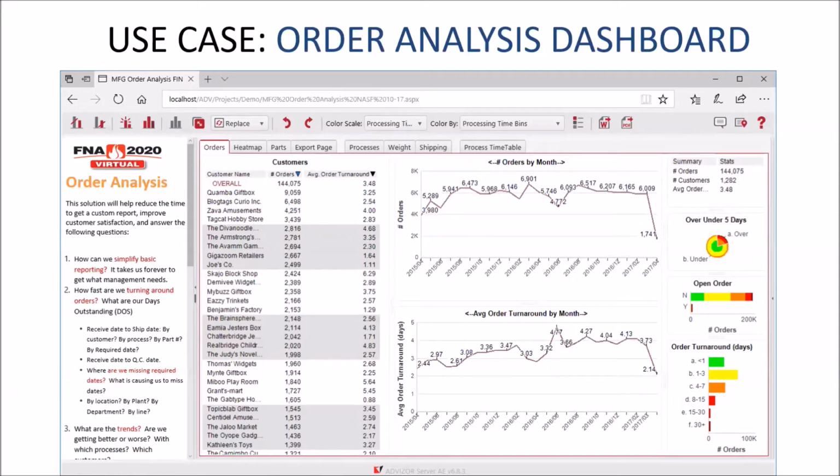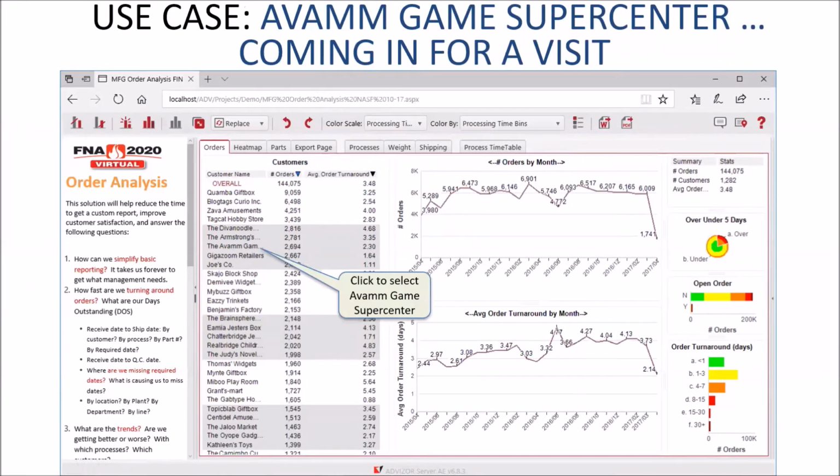So one question here would be, let's take a look at Hava Game Supercenter. They're coming in for a visit next week, and we want to see what their performance has been. We've had some challenges in turnaround. We made some improvements. We want to show them what's happened. So, just high level, they had a lot of orders, a couple 2,700. Turnaround time is pretty good. That's actually really good. Let's look at what's gone on.